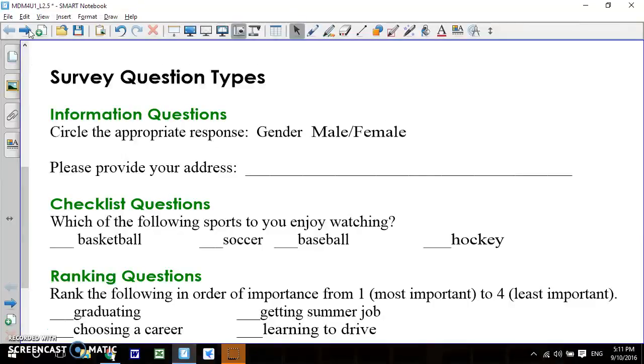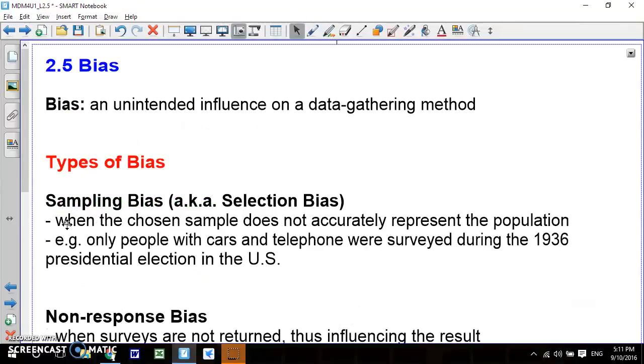Okay, so let's move on to look at bias. So bias is inevitable in statistical studies, no matter how well designed your survey is, because bias, by definition, is an unintended influence on a data gathering method. So no matter how careful you are, sometimes you will still end up with biased results.